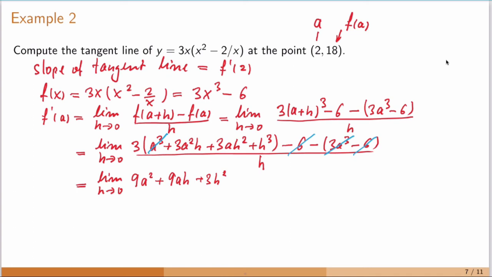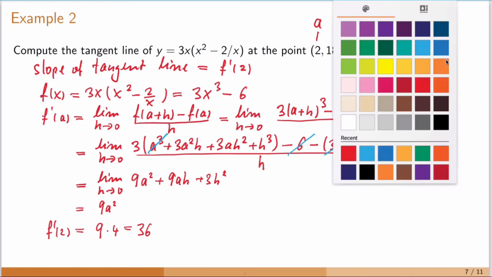But now we can happily take the limit as h goes to 0, and these terms go away, and we keep 9a². So then f prime at 2, that was the point of interest, would be 9 times 4, which is 36.